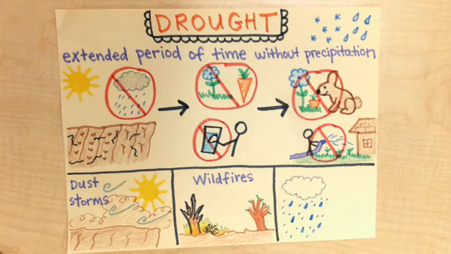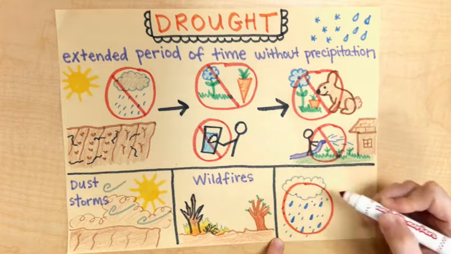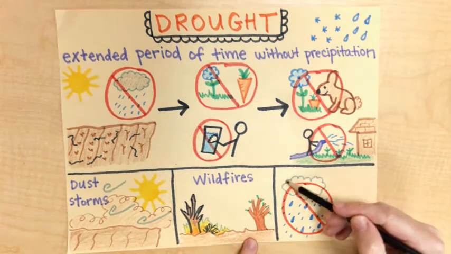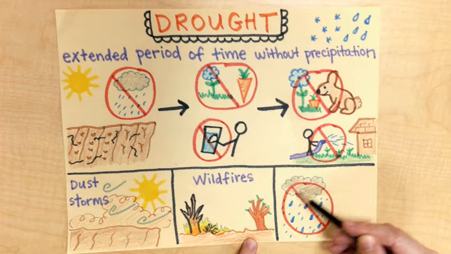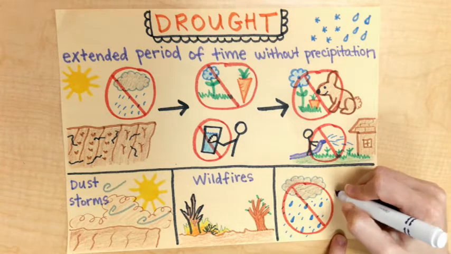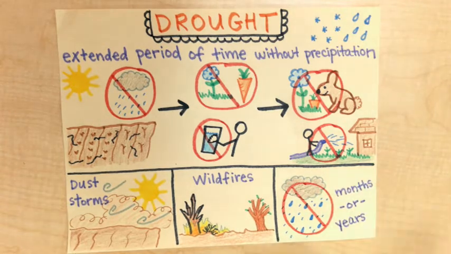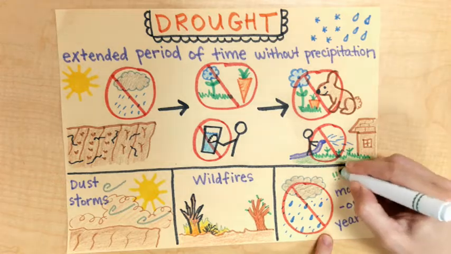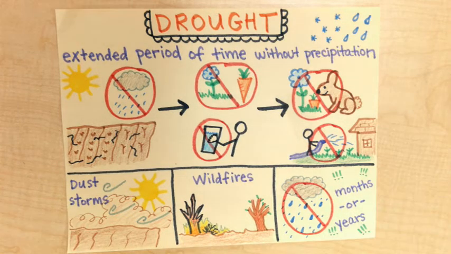And drought, like I mentioned, is an extended period of time. That could be months without water or even years without water. And every location has different climates, but droughts are not just water not coming from the sky maybe every 2 or 3 days. It has to be a long period of time.